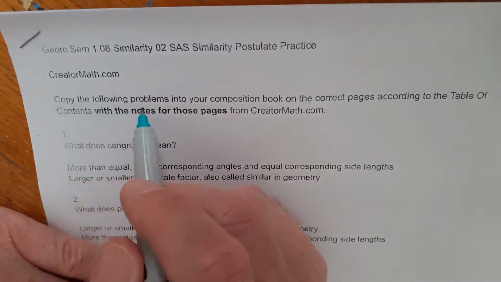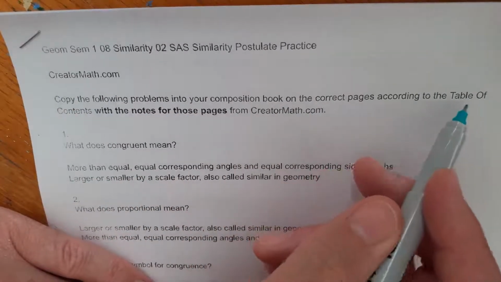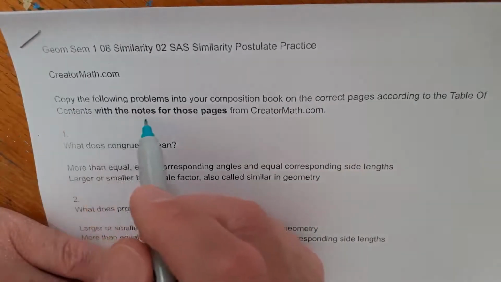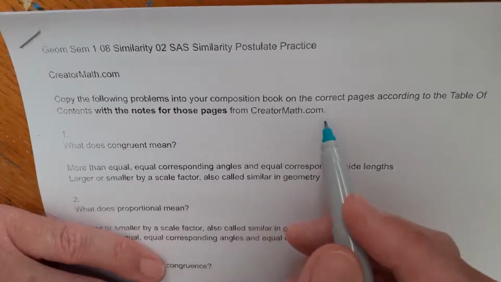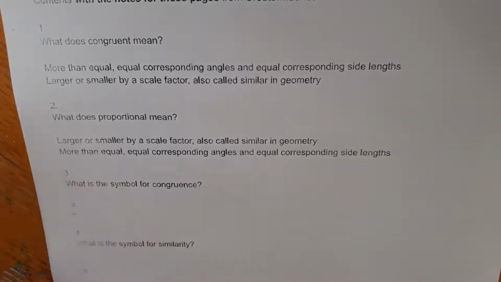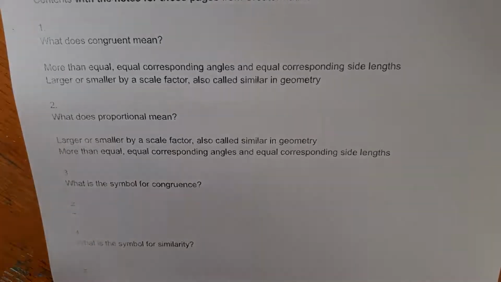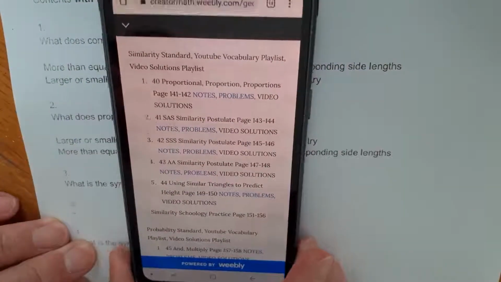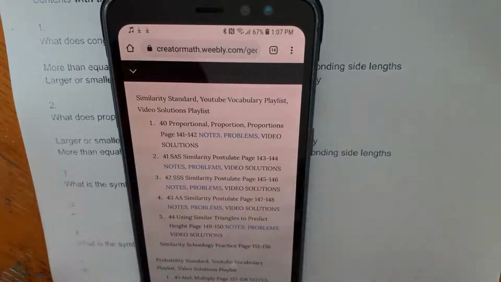The instructions are: copy the following problems into your composition book on the correct pages according to the table of contents, with the notes for those pages from CreatorMath.com. So we're going to do these practice problems, but before we do, I usually try to show you where the notes are and even briefly review them a little bit with you. So let's see if I can do that. Oh, here we go. There we go.